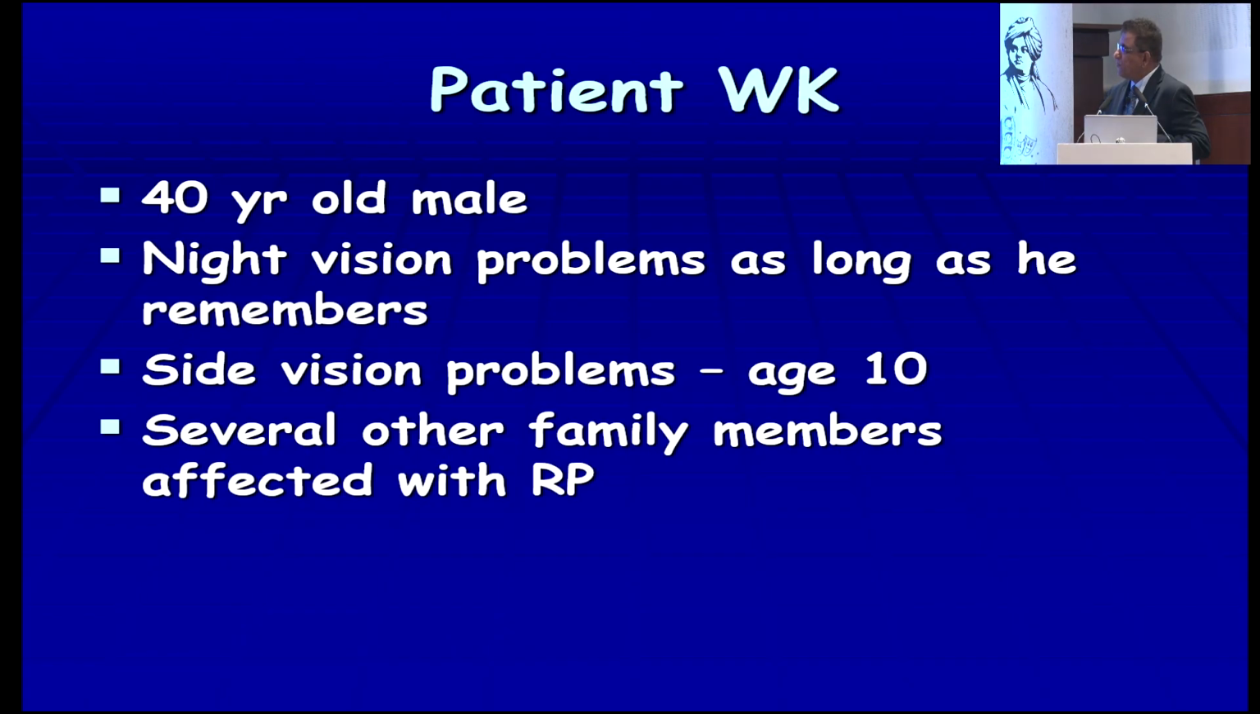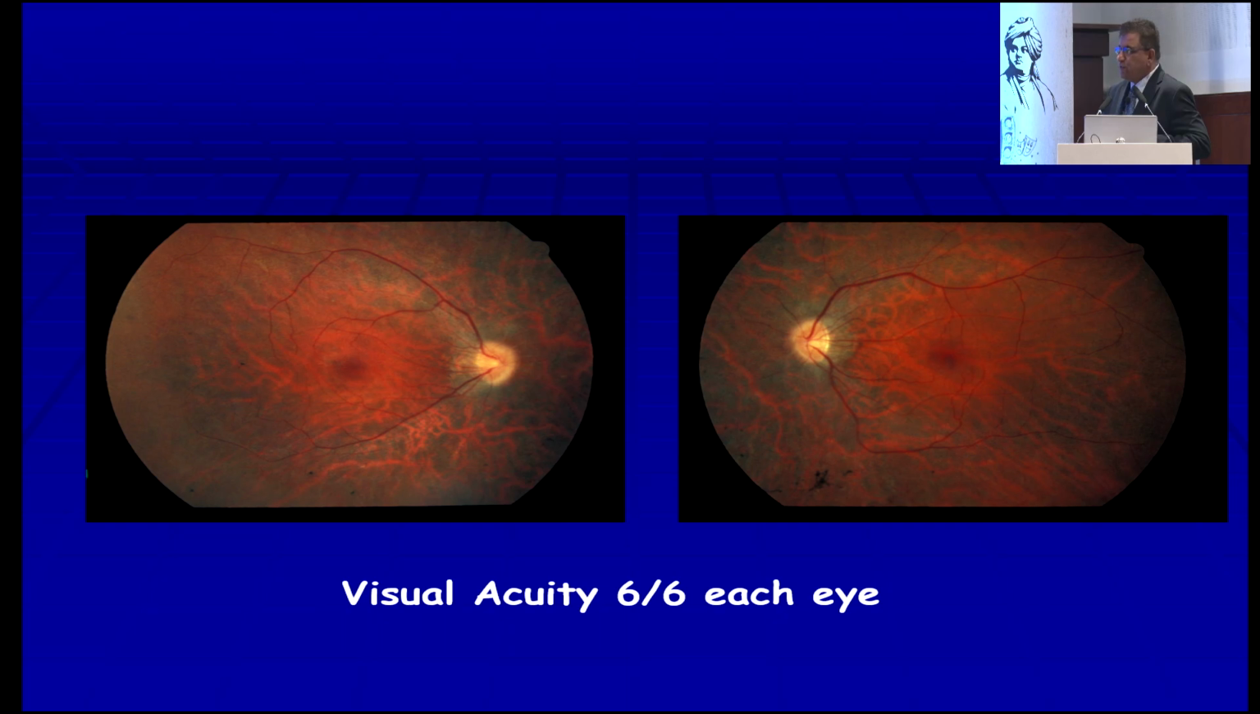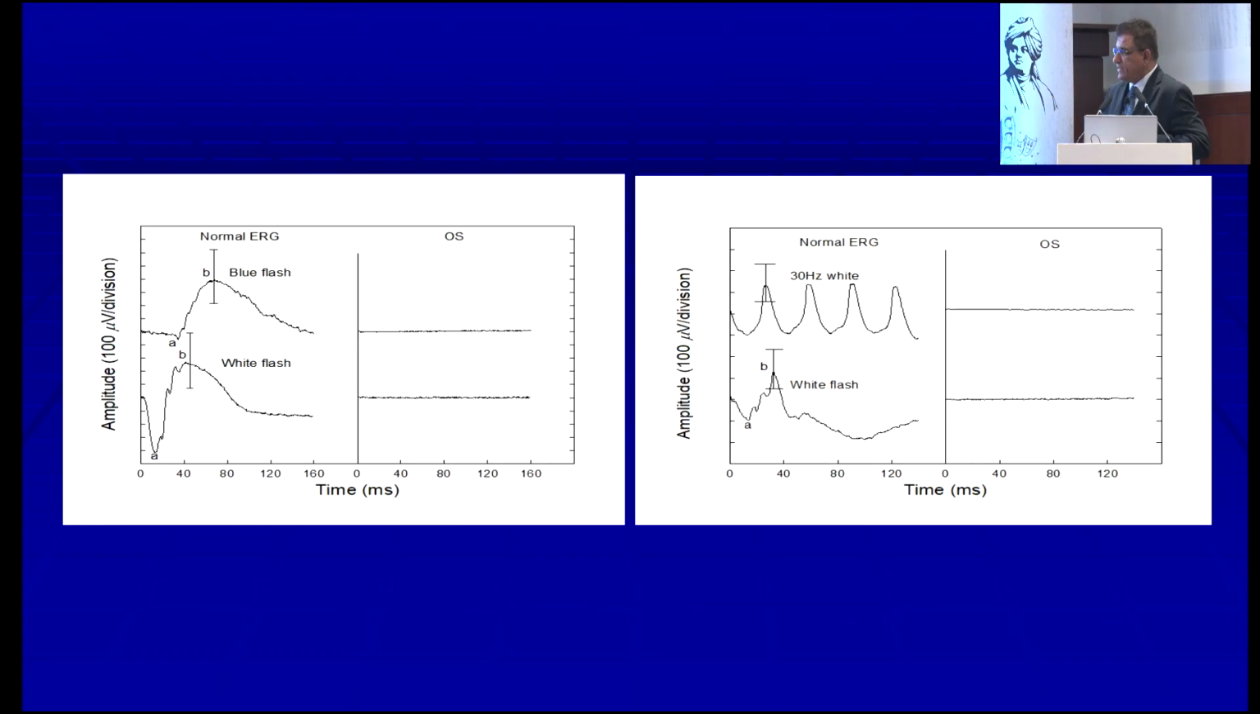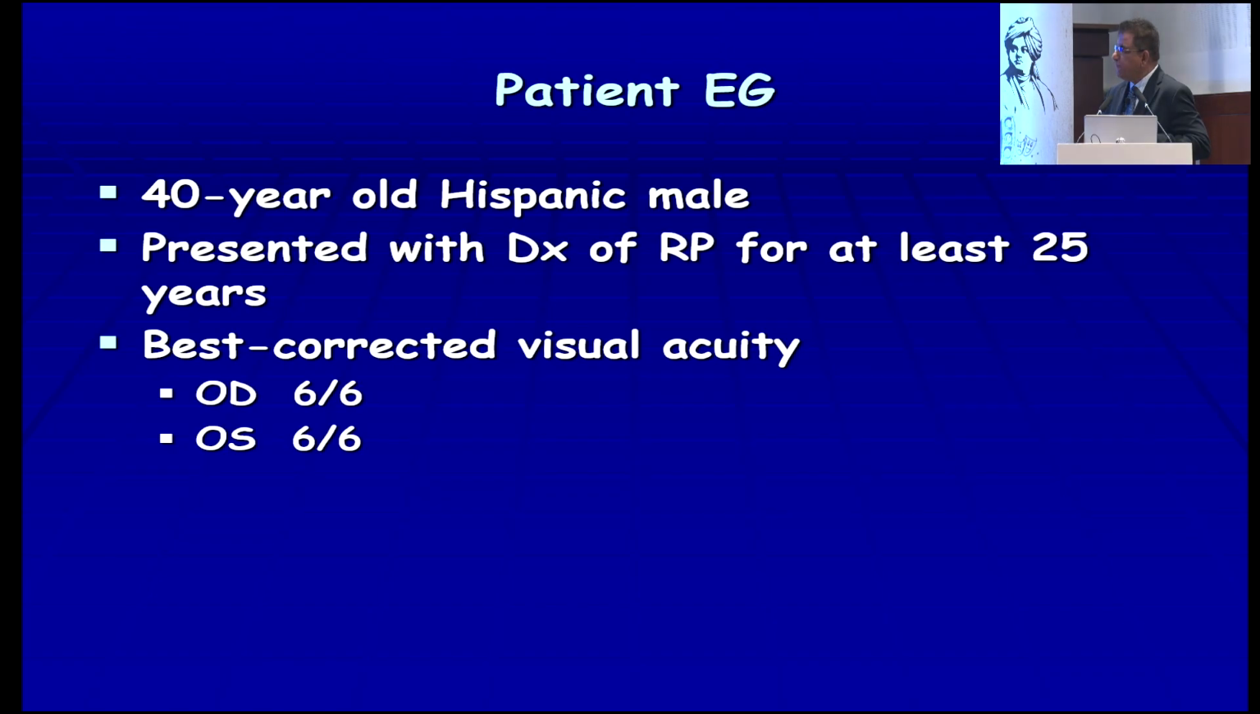Another patient, a 40-year-old male, night vision problems for a long, long time, side vision issues, other family members with retinitis pigmentosa. You look at the fundus, hardly any pigments. You do have some pigments, but hardly any. The vision was pretty good. The visual field was tubular in both eyes. And when you do an ERG, you see it was totally extinguished, non-recordable. So the retina looked relatively good, but it established the prognosis that the field and the ERG are both down. This was actually an X-linked retinitis pigmentosa patient, X-linked family.